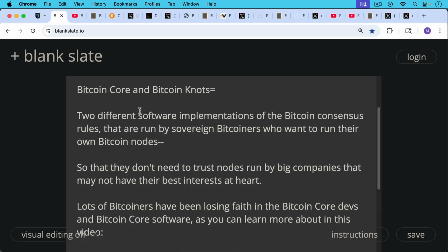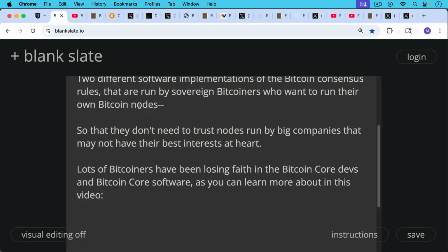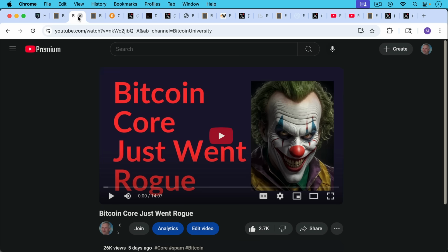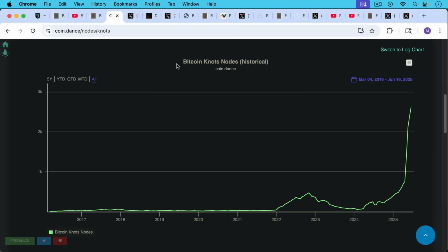at heart. And lots of Bitcoiners have been losing faith as well in the Bitcoin Core developers and in the Bitcoin Core software, as you can learn more about in this video, which I'll link to in the description notes below. So a lot of Bitcoin node runners are switching from Bitcoin Core to Bitcoin Knots. And this is the real news today, that Bitcoin Knots nodes are now over 12% of the network.